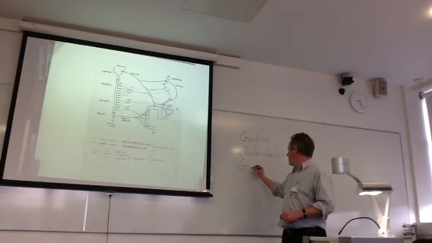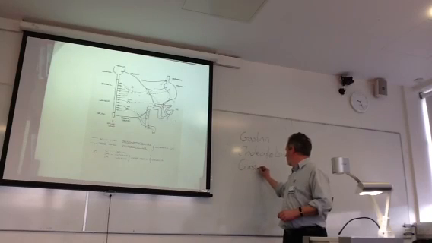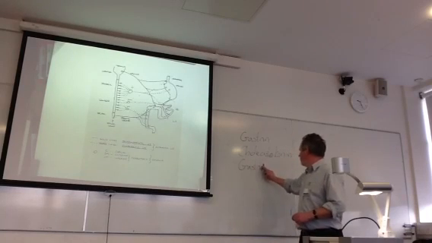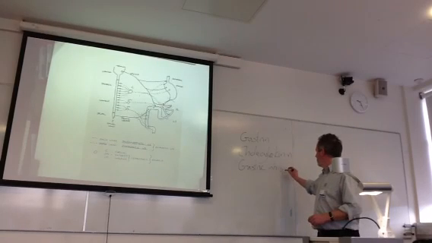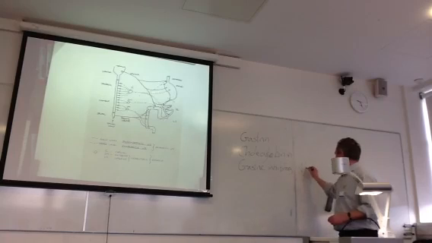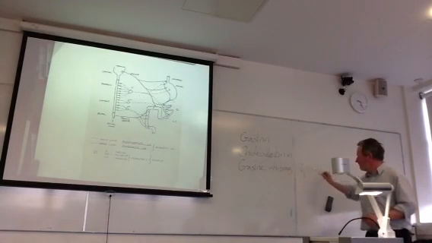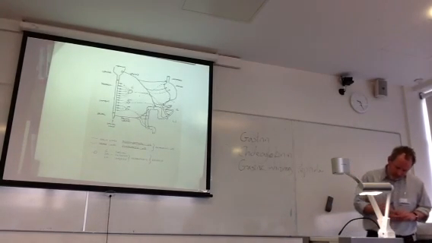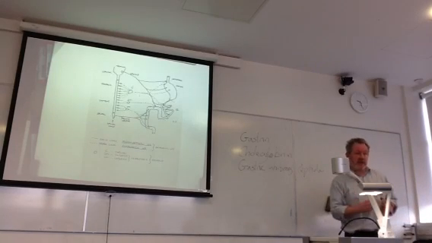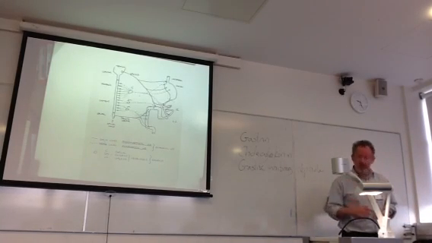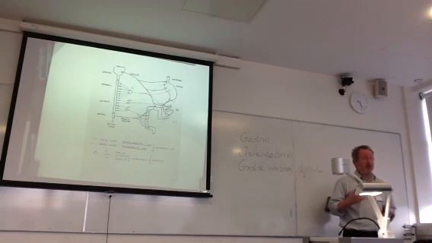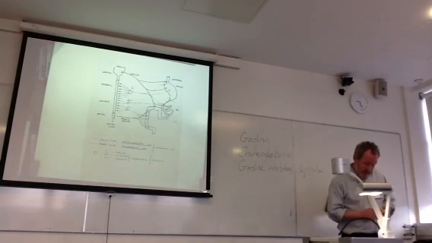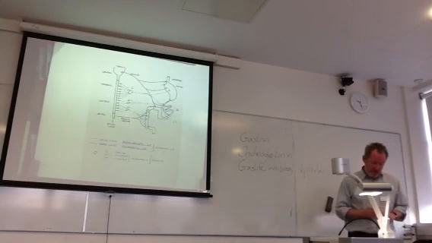GIP is gastric inhibitory peptide, which is secreted in the upper small intestine, in the duodenum, the first part of the jejunum. Again, in response to fatty acids, amino acids, and carbohydrates, and this again inhibits stomach emptying and motility.